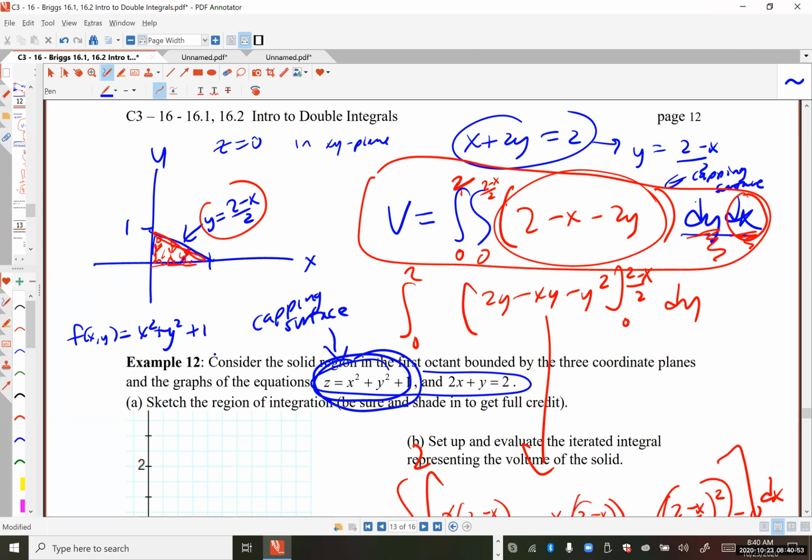And then this has nothing to do with the capping surface, believe it or not. It has to do with the region of integration that's flat in the xy plane. It does have to do with one of the sides of your solid.